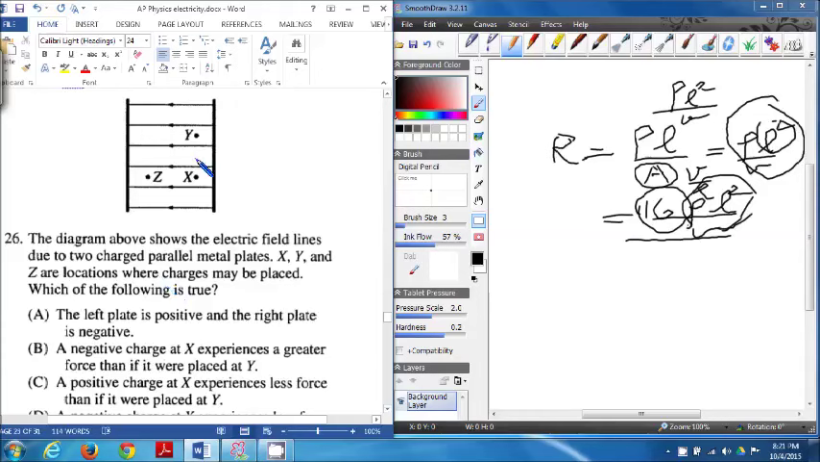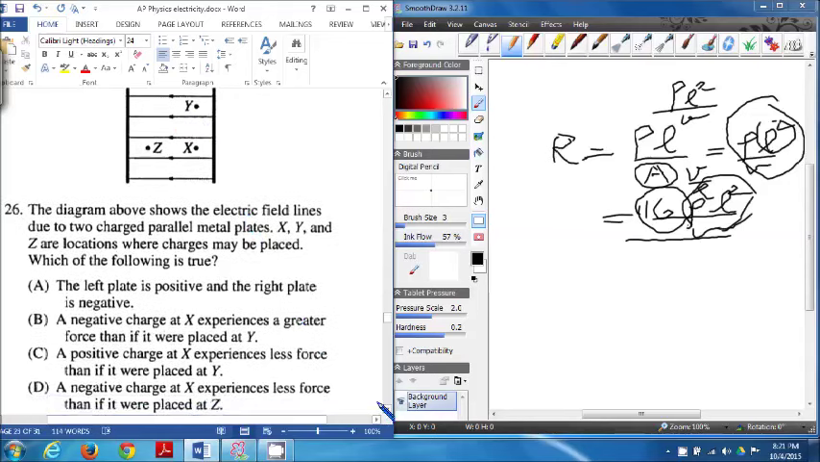That is because the field lines point towards the left, so they go from positive to negative. So the left is not negative, so this left is not positive, so this only is positive. Okay, a negative charge at X experiences a greater force than if it were placed at Y.